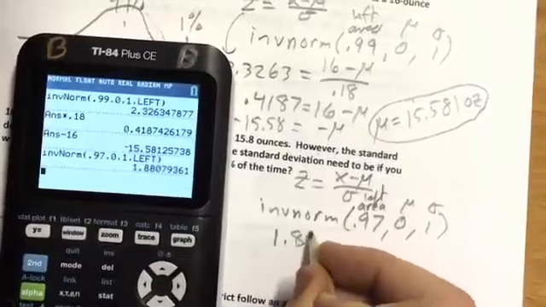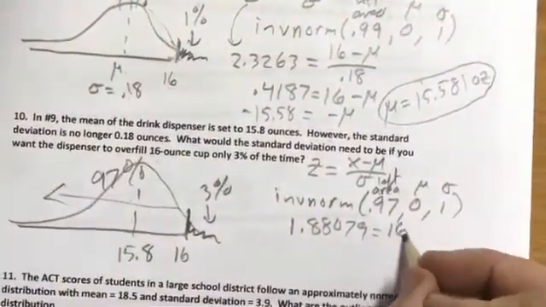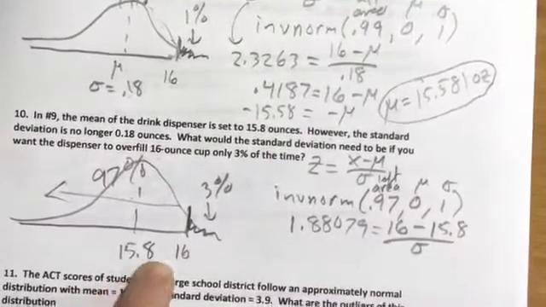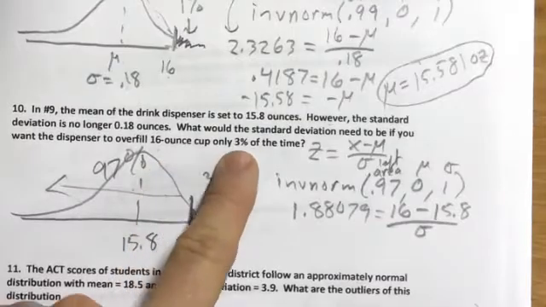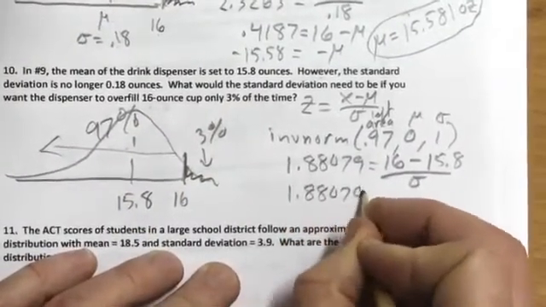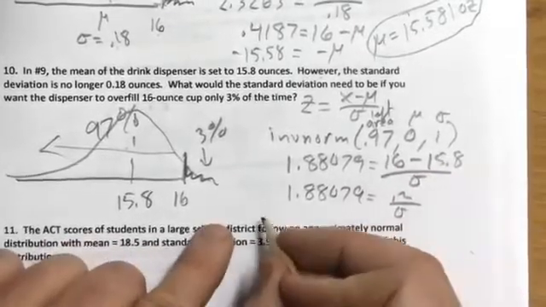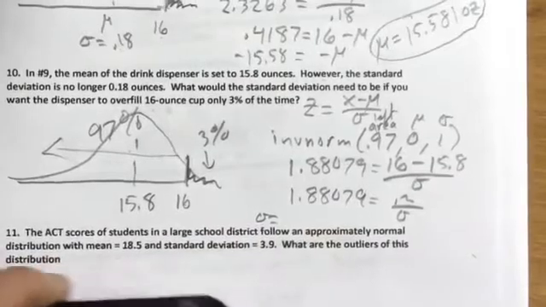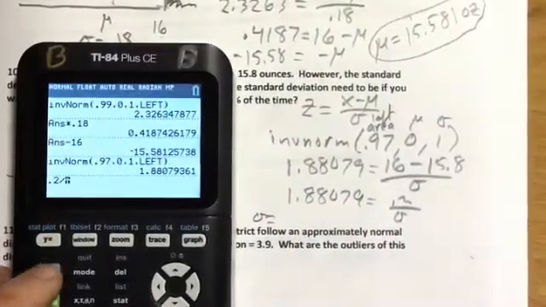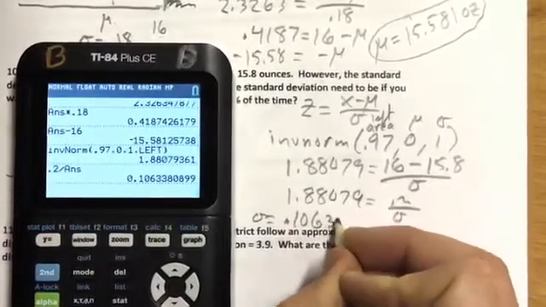So I have 1.88079 is equal to my x value, 16, minus my mean, 15.8, over sigma. And that's what we're trying to find. We don't know the standard deviation here, so we'll just solve this using our algebra skills. 1.88079 is equal to 16 minus 15.8, that would be 0.2, over sigma. Multiply both sides by sigma, and this ends up being 0.2 divided by that. And so that would be 0.10634, let's say.